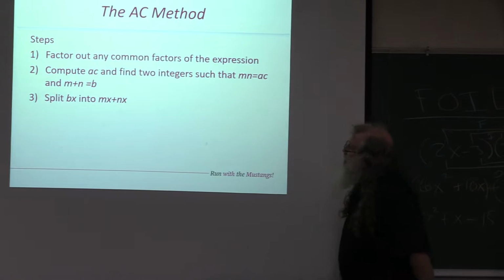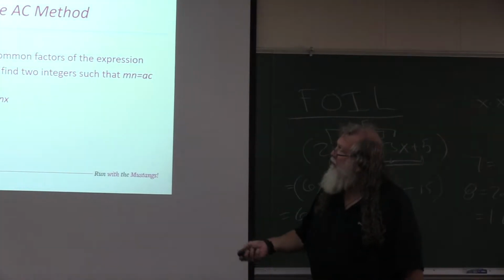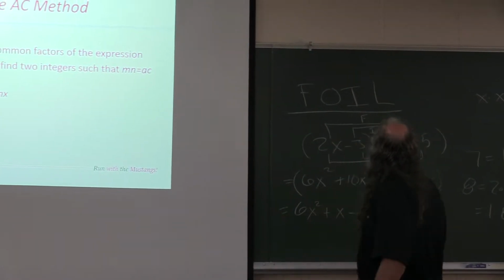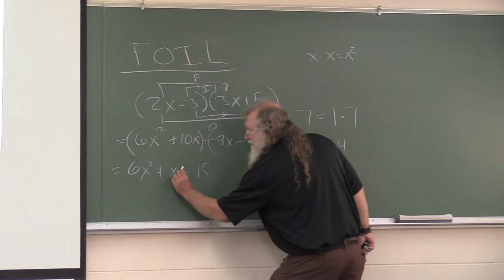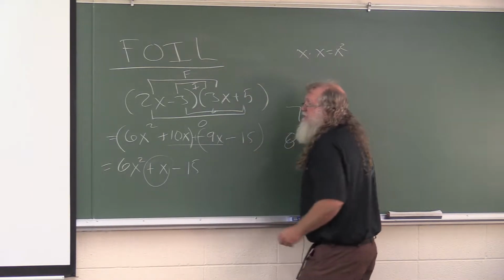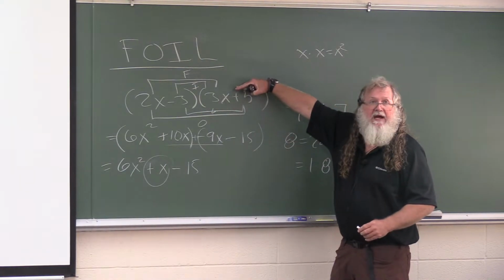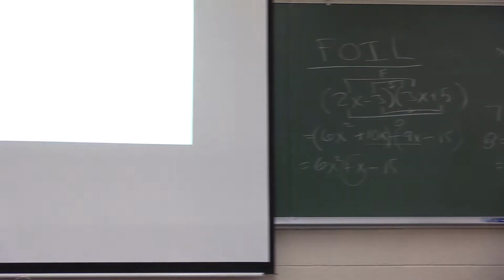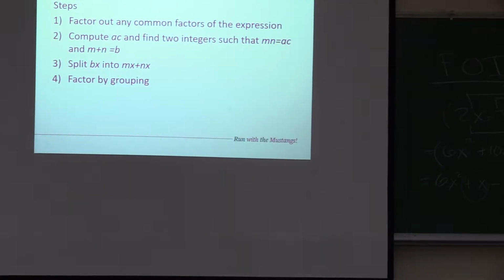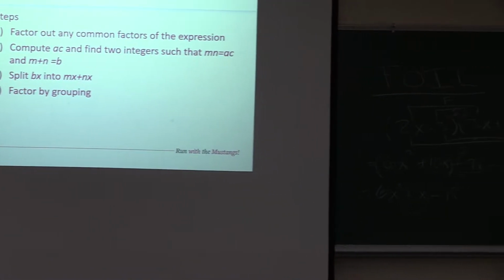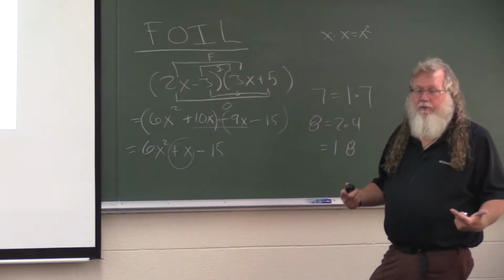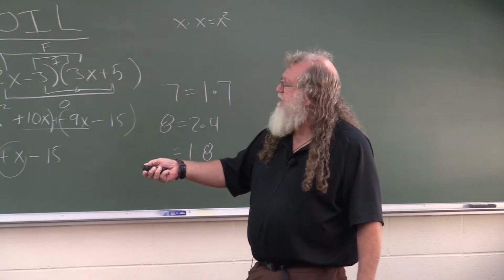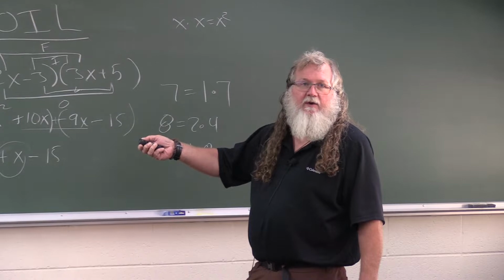All right, so after we find those two, we're going to split that middle term up into two terms. What we're trying to do is split it up into two so we can work our way back up. And then we're going to factor by grouping. We've seen factor by grouping before, but we'll show it here again. And then after that, we're done. We just have to write the final answer. Don't forget any common factors that you may have already factored out.